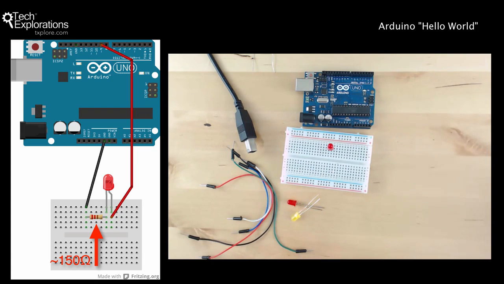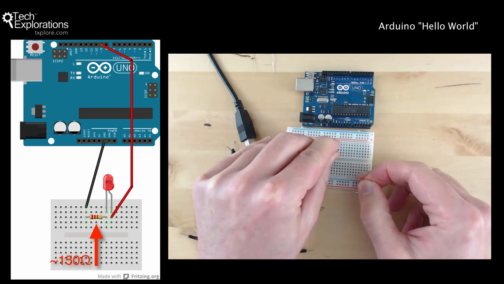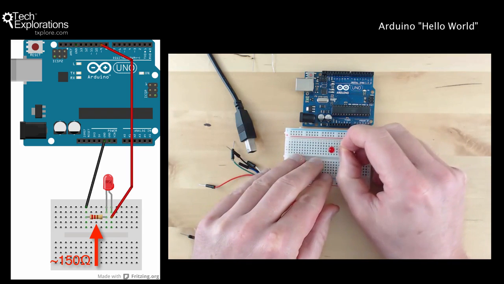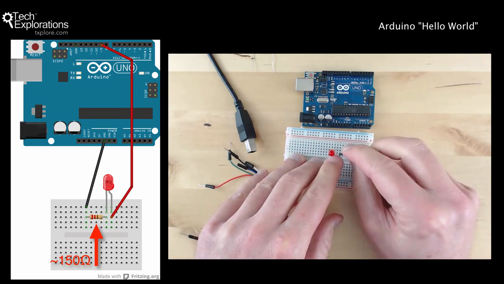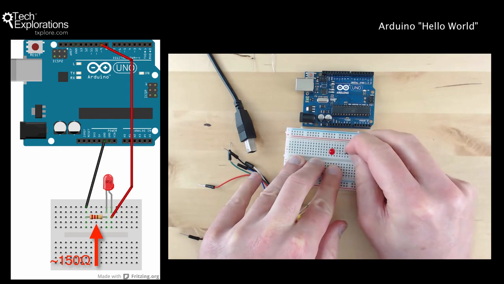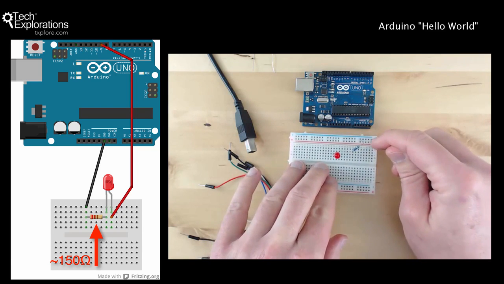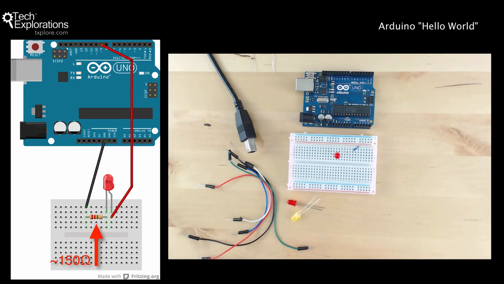So I'm going to take this resistor, and remember this was the short pin. I'm going to plug that, say, here, in the short pin column, and then the other side I'll plug into the blue rail on the breadboard, because the blue rail eventually is going to be connected to the ground pin on the Arduino.